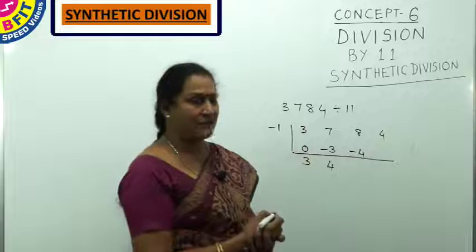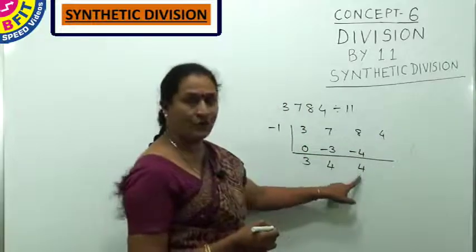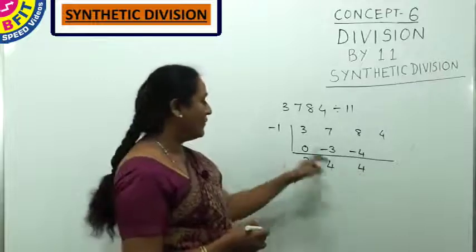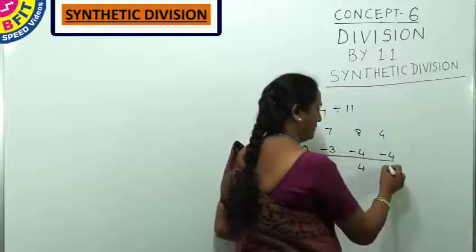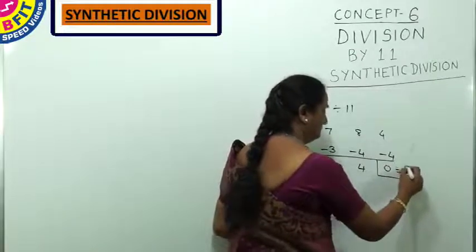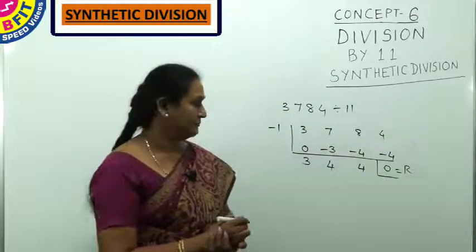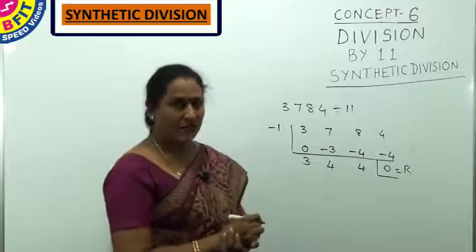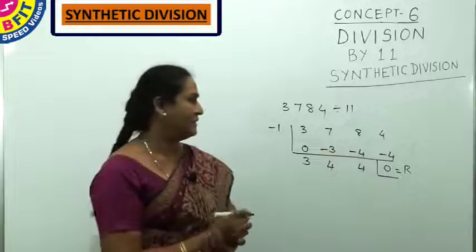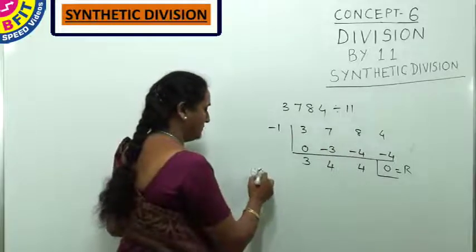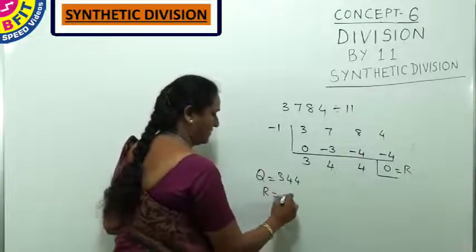And what is 8 minus 4? It is 4. Now multiply this 4 with minus 1 again. So 4 into minus 1 is minus 4. And 4 minus 4 is 0. So now this is the remainder, and the quotient is 344. Whenever the remainder is 0, the given number is a multiple of 11, so it is exactly divisible. So the quotient here is 344 and the remainder is 0.